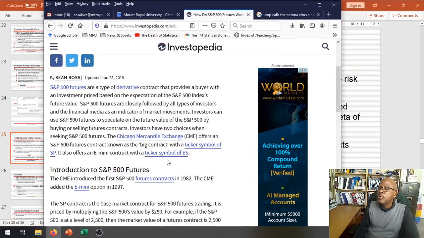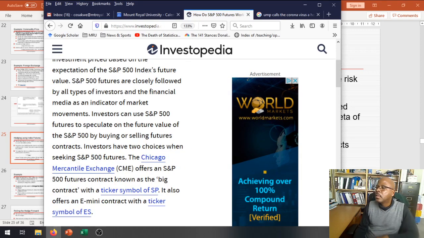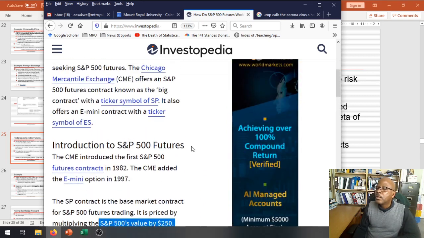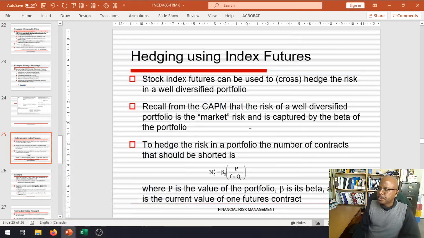We can see then that for futures contracts on the S&P 500, the contract size is the S&P 500 multiplied by 250. That's the contract size of futures contracts on the S&P 500, and that's the multiplier. So the contract size essentially is 250 for the S&P 500, and let's use that for our example.